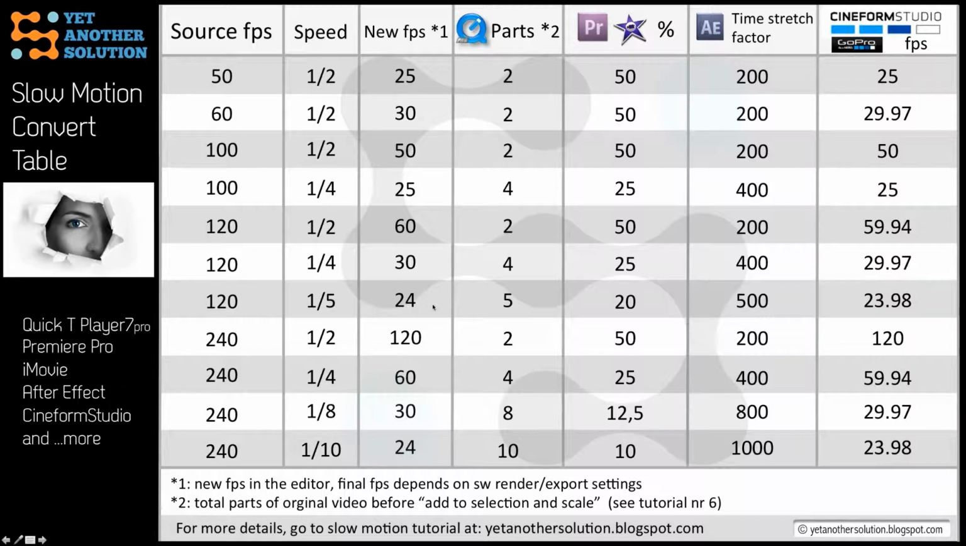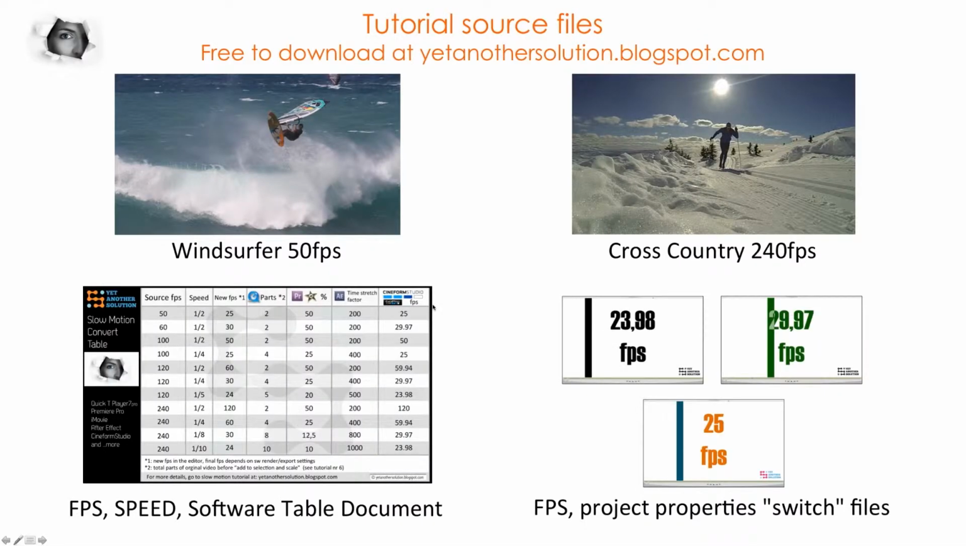I'm going to show you that in the tutorial here, but before we start, I'm going to show you that you are able to download some source files if you want to play around with a windsurfer clip in 50 frames per second or a cross-country clip in 240 frames per second. You can download them and play around with them in your software or in iMovie. And for sure you can also download this slow motion convert table at yetanothersolution.blogspot.com, and you can also download these frames per second switch files, as I call them. I'm going to show you how I use them really soon, and it's really easy.